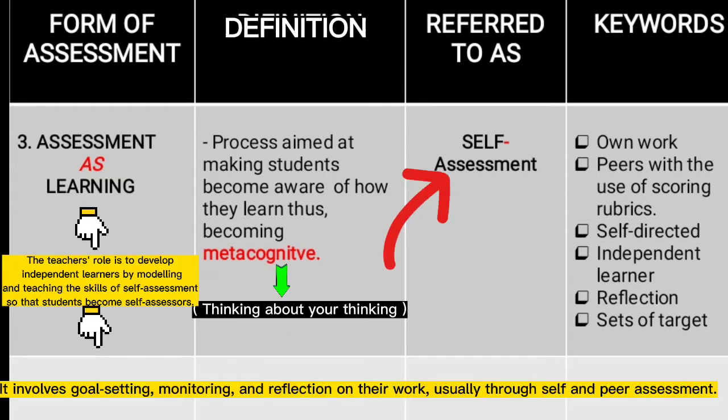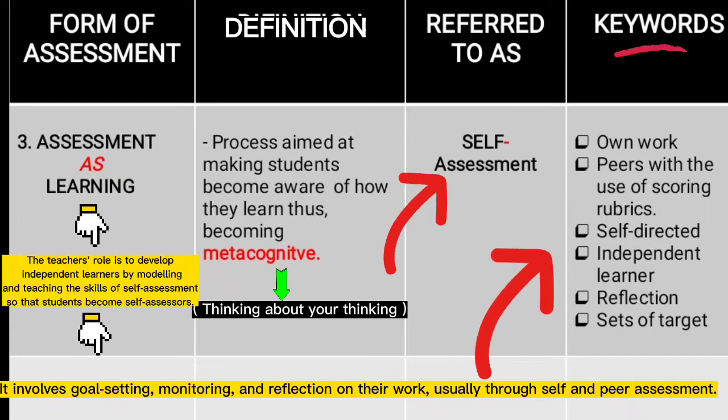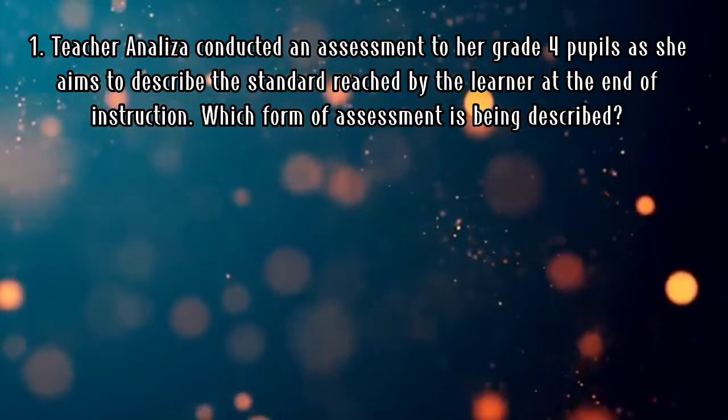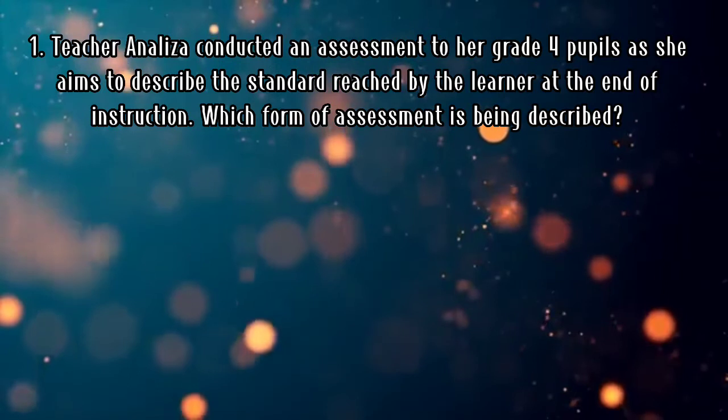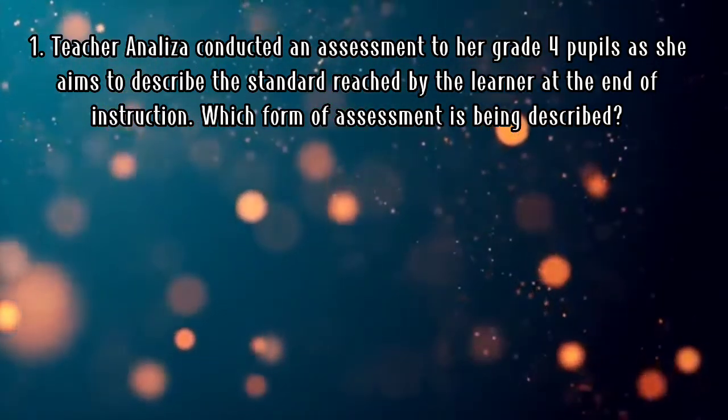It involves goal setting, monitoring, and reflection on their work, usually through self and peer assessment. Now let's go to our keywords. Our keywords are own work, peers with the use of scoring rubrics, self-directed, independent learners, and reflection. Before we end our video, I will give you an exercise of only 10 items to assess your learning today. Let's start.